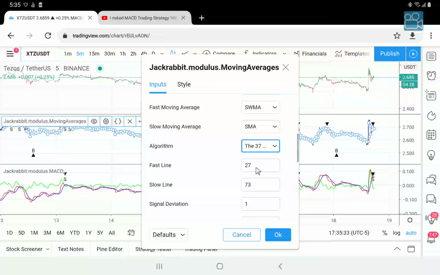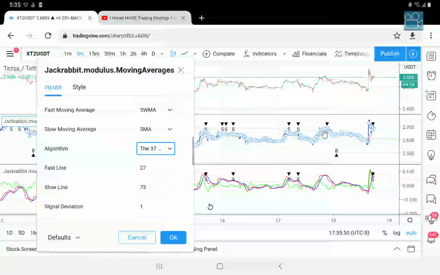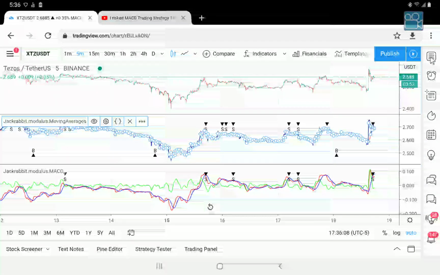But here's where things happen. Signal deviation. I set this to 1%. That means for the moving average, you are guaranteed that the difference between this sell signal and this buy signal is at least 1%. What you are not guaranteed is the direction. So let's see if I can find a good coin.